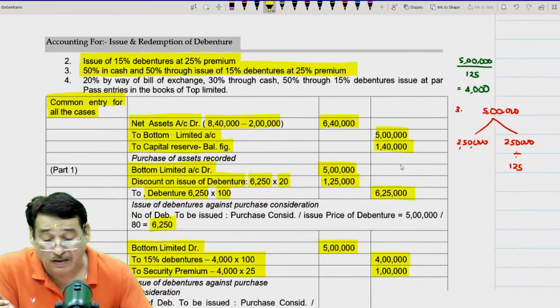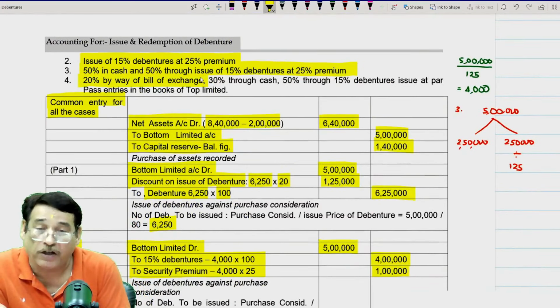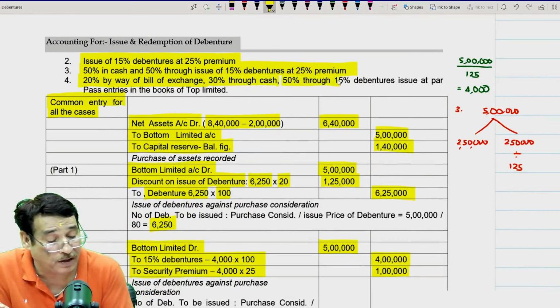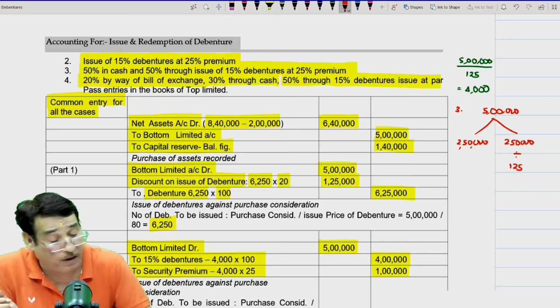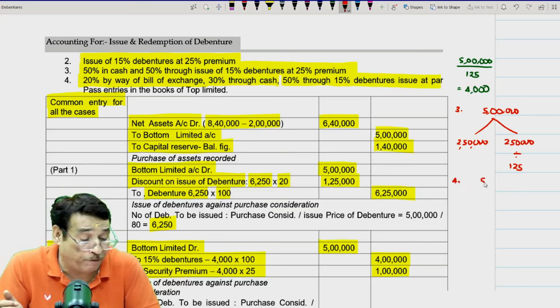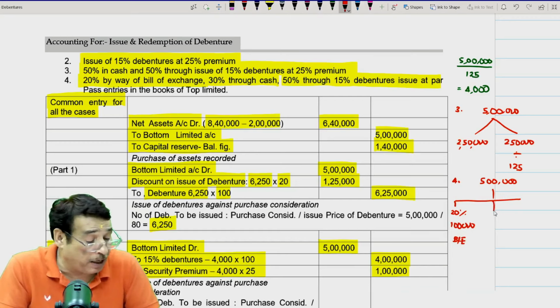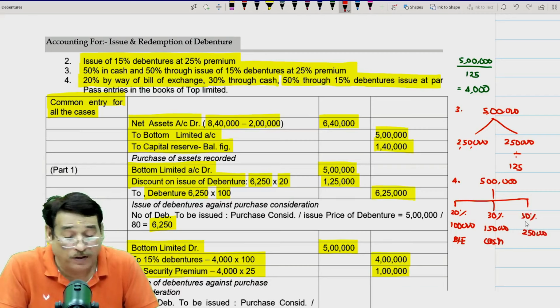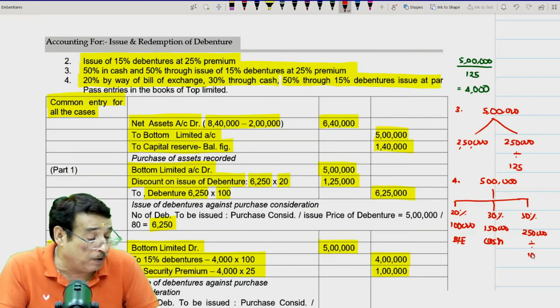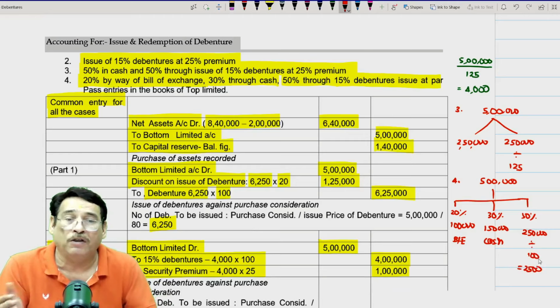And similarly is the last case. The last case states that 20% by way of bill of exchange, 30% through cash, 50% through 15% debenture issued at par. What does it mean? Now under case number 4, you are supposed to make a payment of 5 lakh. Now the question is telling that out of 5 lakh, this time 20% portion, 20% means 1 lakh. So 1 lakh payment you are going to make through issue of bill of exchange. 30% through cash: 30% of 5 lakh is 1,50,000, that is by way of cash. And the balance 50%, that is equal to 2,50,000, will be through 15% debenture issued at par. Issued at par means you can simply divide it by 100: 2,500 debentures of 100 each. This is how you are going to make the payment.